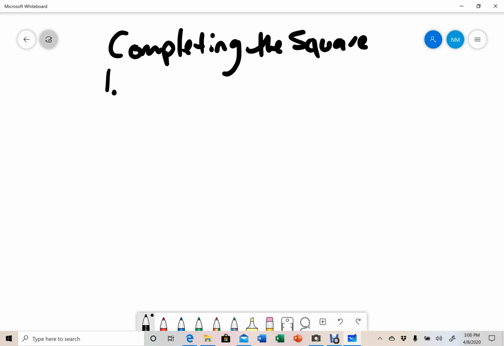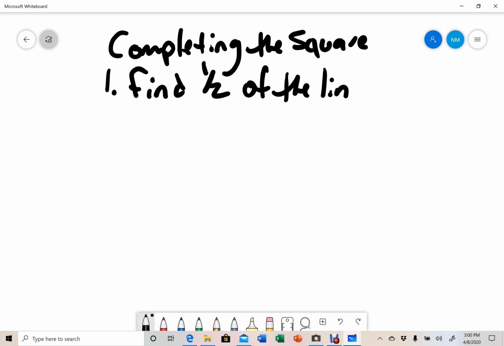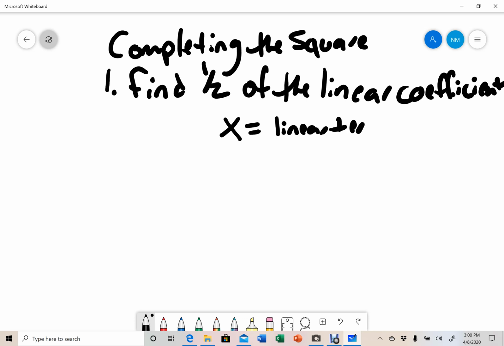But number one, what we're going to do is find half of the linear term. Now, hopefully you guys remember what the linear term is. Coefficient. Remember that our linear term is our x term. It's the term that has just x with it. So we're going to take whatever that numerical coefficient is, and multiply it by 1/2. So that's our first step.